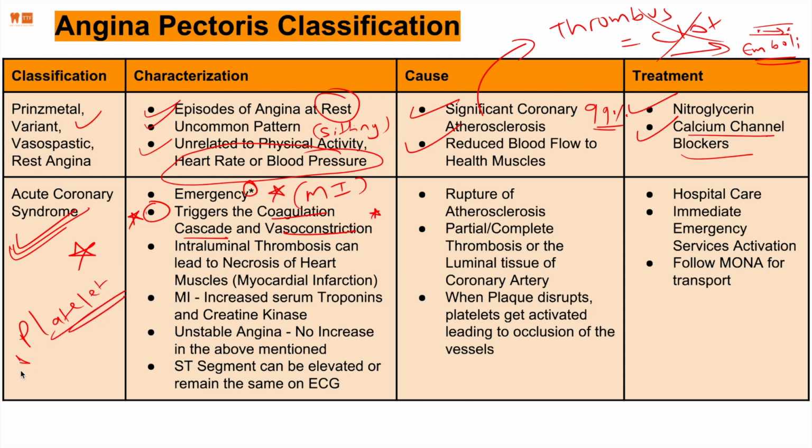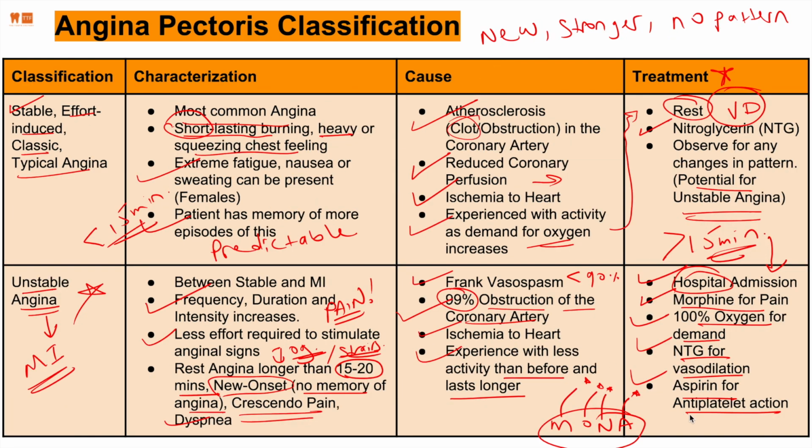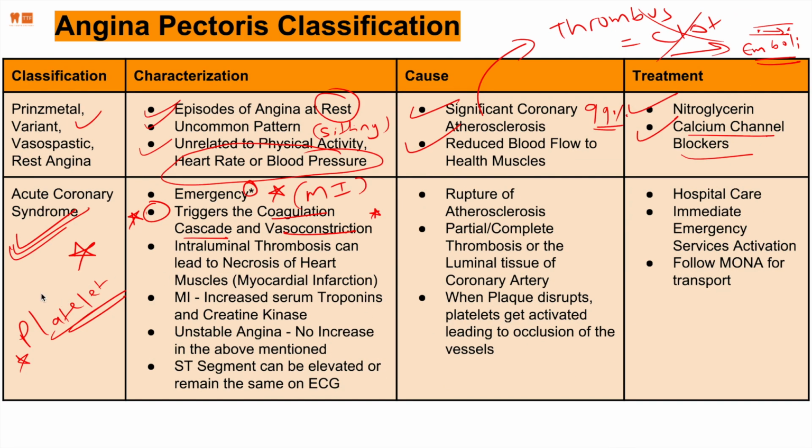Now, just a hint here. Do you remember in the previous slide, we talked about aspirin for antiplatelet action? This is where we need antiplatelet, because if we already have a clot, it is an emergency, and then our body in acute coronary syndrome triggers coagulation and vasoconstriction using platelets. What do we need to do? We need to cut that platelet down. Antiplatelet. Therefore, intraluminal thrombosis can lead to necrosis of the heart muscle, causing myocardial infarction.